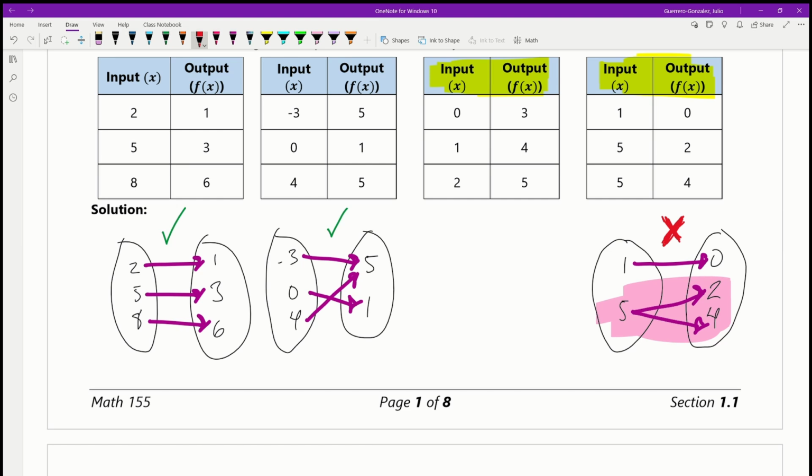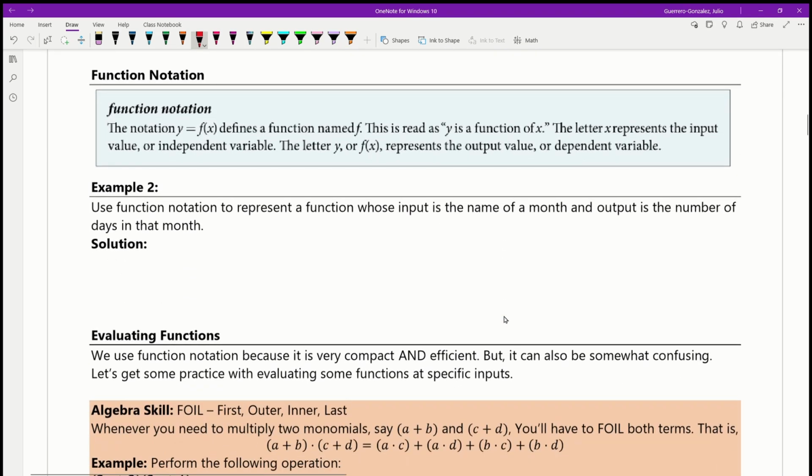So that last one is not a function. Okay? Now, we kind of figured out how the relationship goes. Now we have to write in particular how we're going to write this down on pen and paper. And that's the function notation. The notation that we're going to use is this right here. When we write down y is equal to f of x.